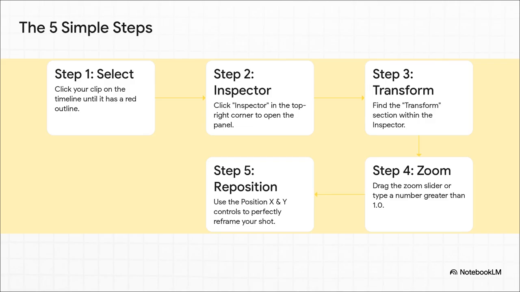Just drag it. Anything over 1.0 zooms in. Then just nudge the X and Y position sliders to get your framing perfect. That's it. Dead simple, right? It's the cleanest way to set a new static frame.